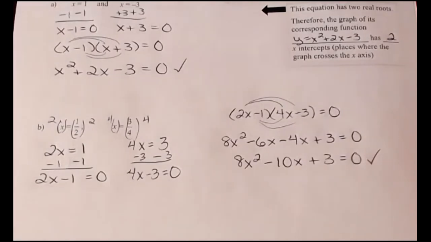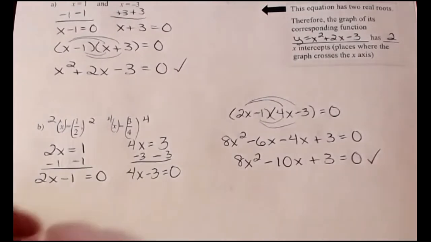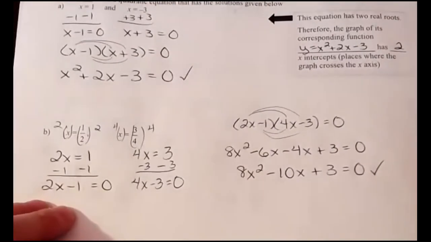So if I give you solutions, you can easily tell me what the original polynomial was. Notice again, in this case, we do have two real solutions, a 1/2 and a 3/4. Even though they're fractions, doesn't mean they're not real. Okay? Let's try one that's a little bit more complicated. Take a look at part C.